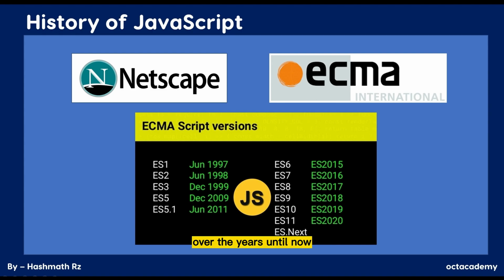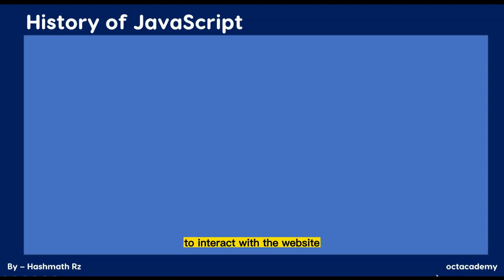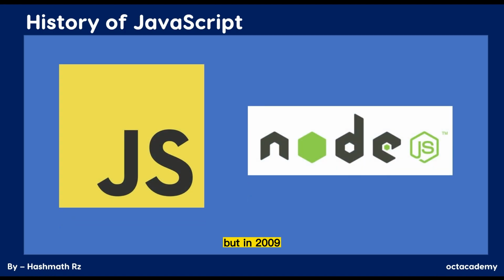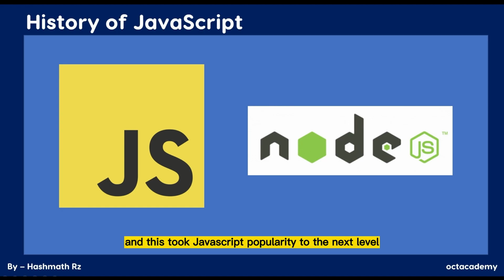Over the years until now, several versions of ECMAScript have been released, each with new features and improvements to the language. So as I said earlier, originally JavaScript was developed as a client-side scripting language to interact with the website. But in 2009, developer Ryan Dahl created Node.js, which allowed developers to use JavaScript on the server side. And this took JavaScript's popularity to the next level.